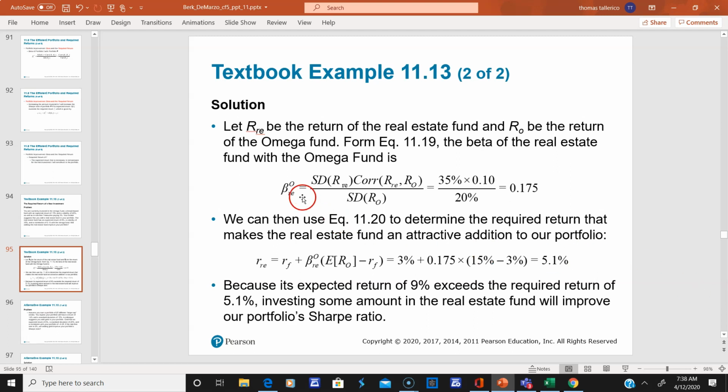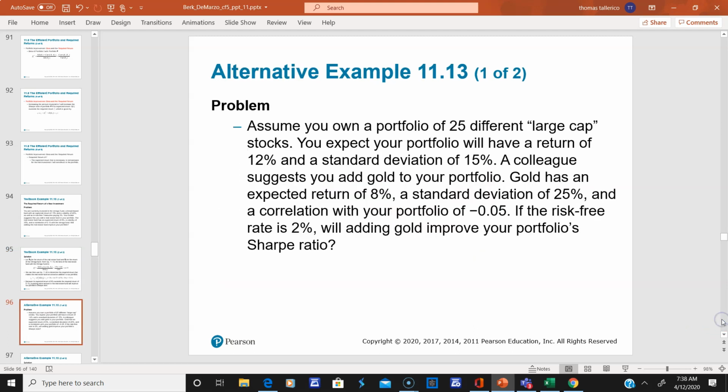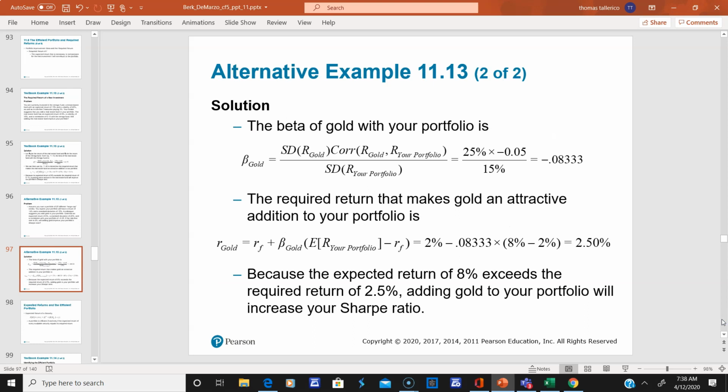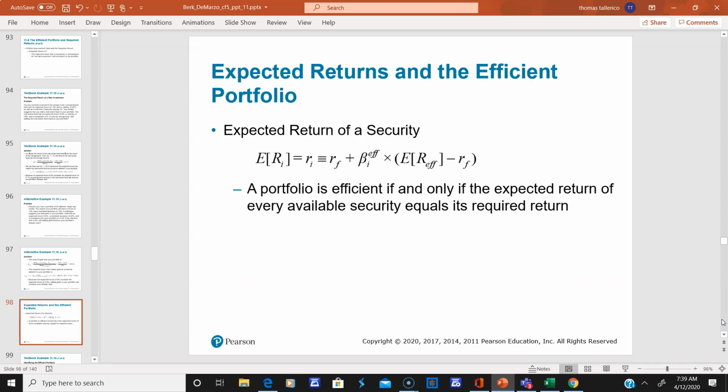Again, don't worry about the math here. It gets complicated. So here's the expected return of a security: it's the risk-free rate plus a beta.